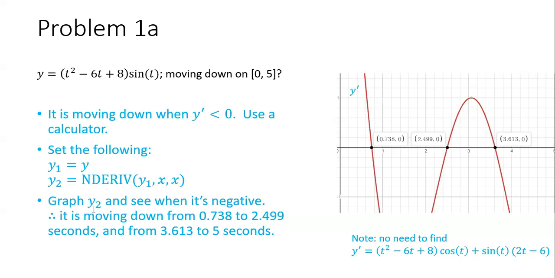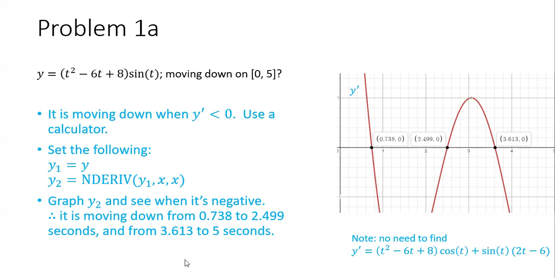So let's just graph y2. You don't need to graph y1, and you see when it's negative. So this will look something like this. We're only interested in 0 to 5, so set your window from 0 to 5. And we see that it's negative when t is between 0.738 and 2.499. And again, from 3.613 all the way to 5 seconds.